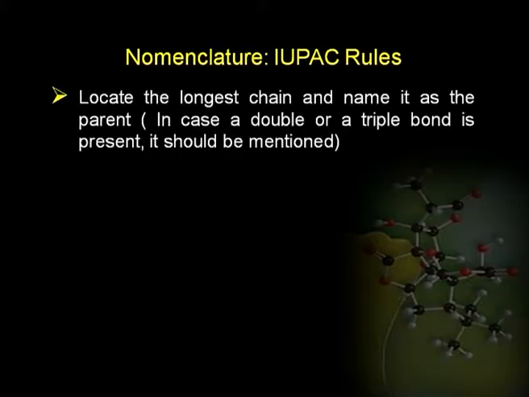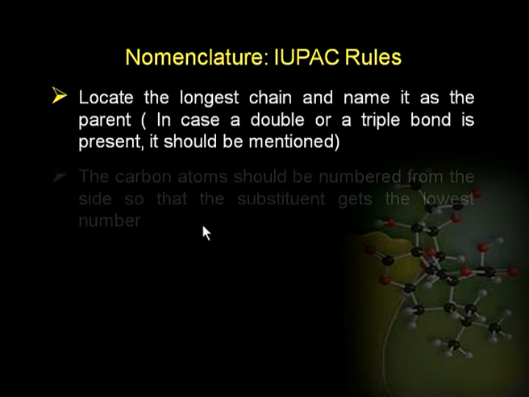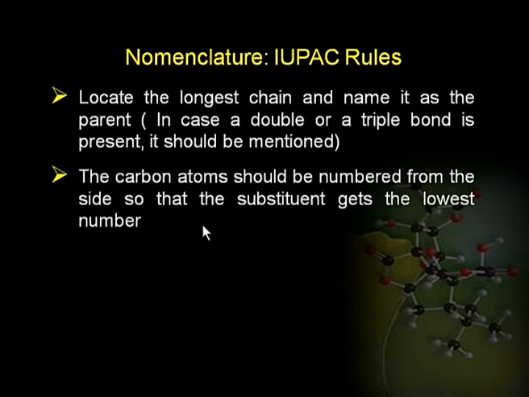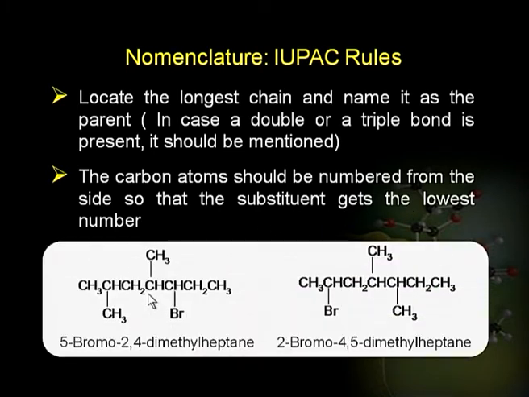There are certain rules of IUPAC which are to be followed when we are trying to name the alkyl halides. What does the first rule say? Locate the longest chain and name it as the parent. In case a double or a triple bond is present, it should be mentioned there. The carbon atoms should be numbered from the side so that the substituent gets the lowest number. This can be exemplified by these two examples.